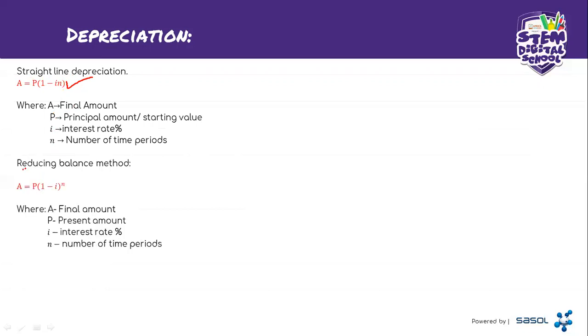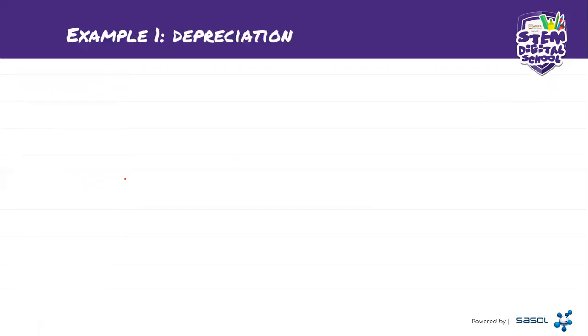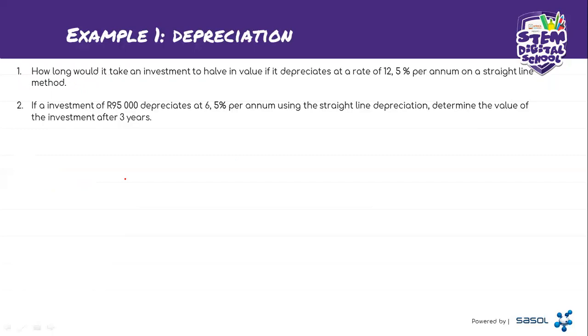And then we have the reducing balance method. For the reducing balance method, we use this one, the same as the compound interest, but different only in terms of sign, right? What I like about this part of financial math is that every question will outline which method to use to calculate. It will specify the straight line method or the reducing balance method. So yours is to know the formula to use. All right, now let's see the first example.